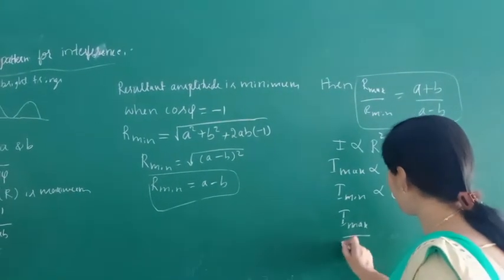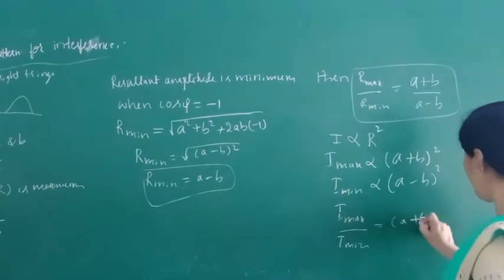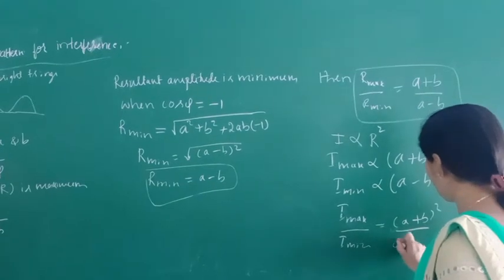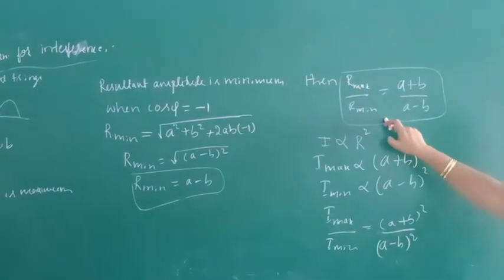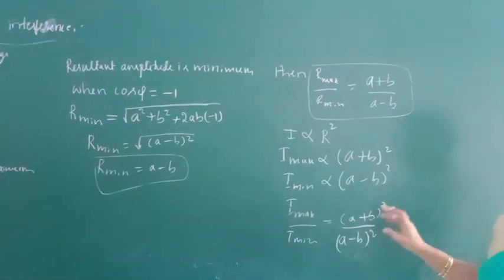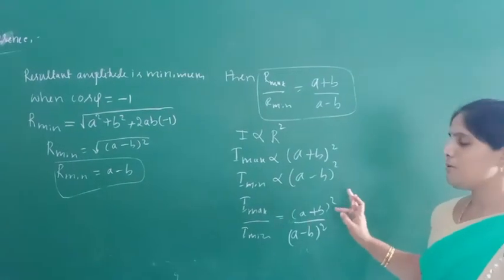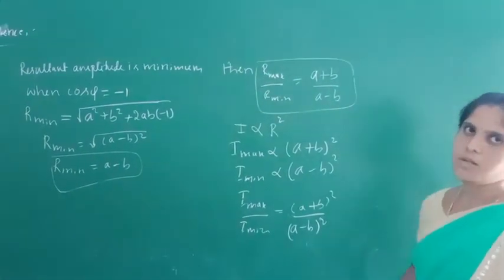So I maximum by I minimum can be written as A plus B whole square by A minus B whole square. R maximum by R minimum is equal to A plus B by A minus B, but I maximum by I minimum is equal to A plus B whole square by A minus B whole square. You remember only the formulas. Okay.